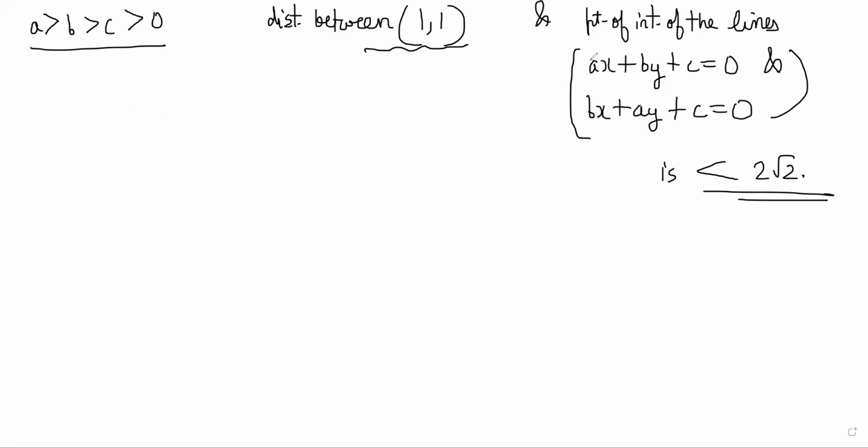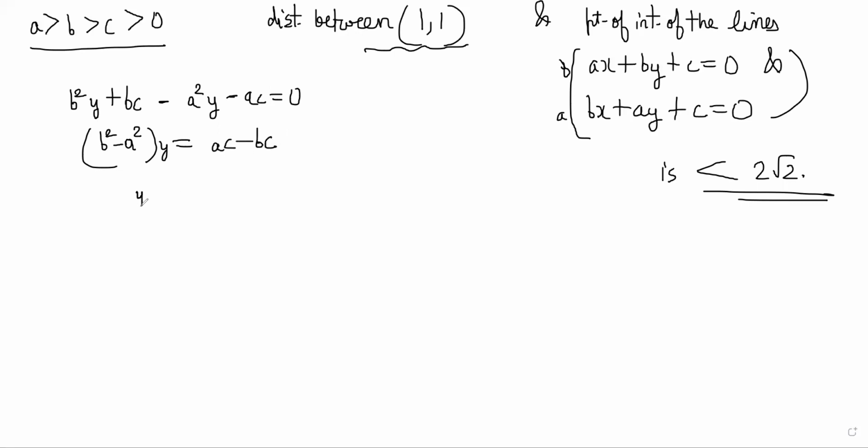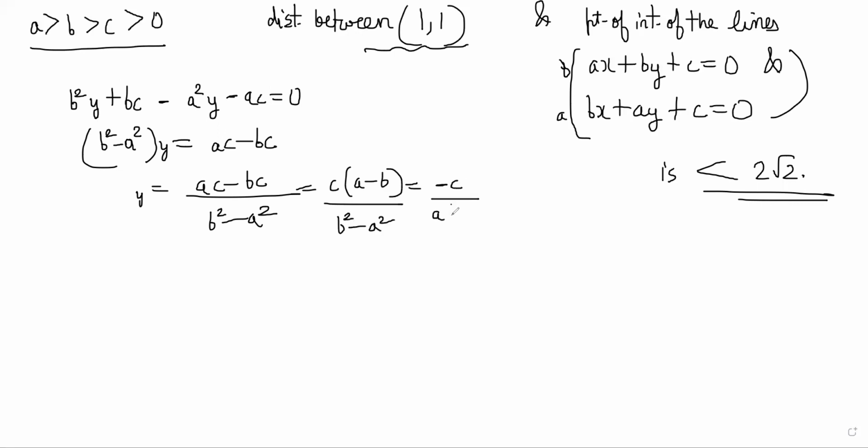Solve it. What will you do when you solve it? Multiply by b, multiply by a, and subtract. You will get b square y plus bc minus a square y minus ac is equal to 0. So b square minus a square times y is equal to ac minus bc. So y is equal to ac minus bc by b square minus a square, which is c times a minus b by b square minus a square, which is equal to minus c by a plus b. Correct?